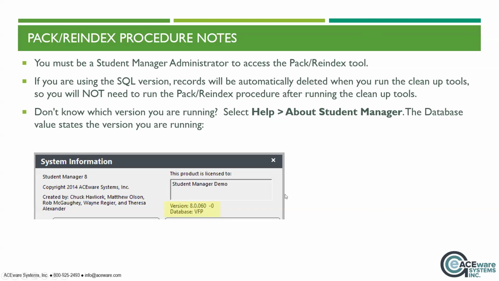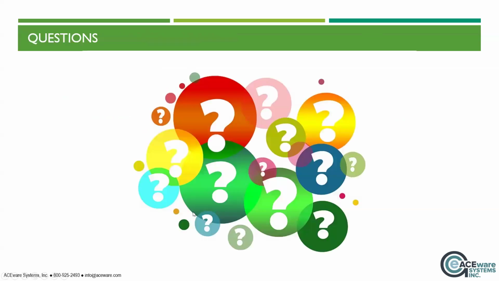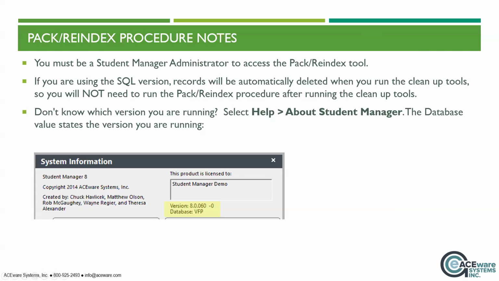And if you do not know what version you're running, you can go to the help menu and then About Student Manager, and it does tell you your version number, which it also tells you in the upper left corner. But it does tell you your database type. This one is VFP. If you were on SQL, it would say SQL there.